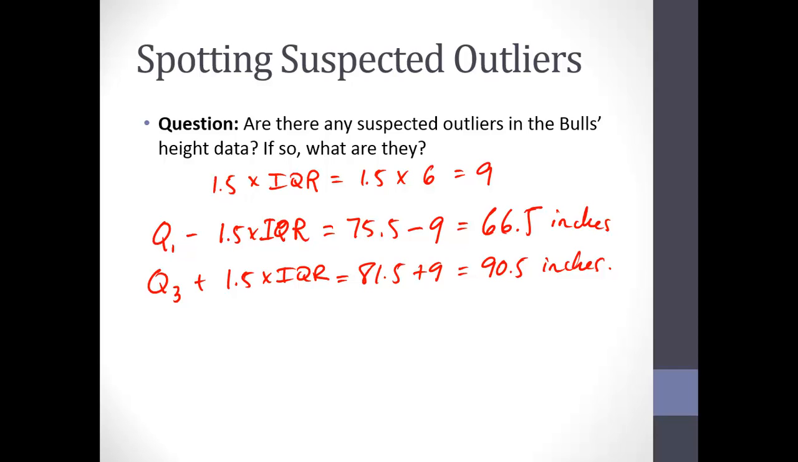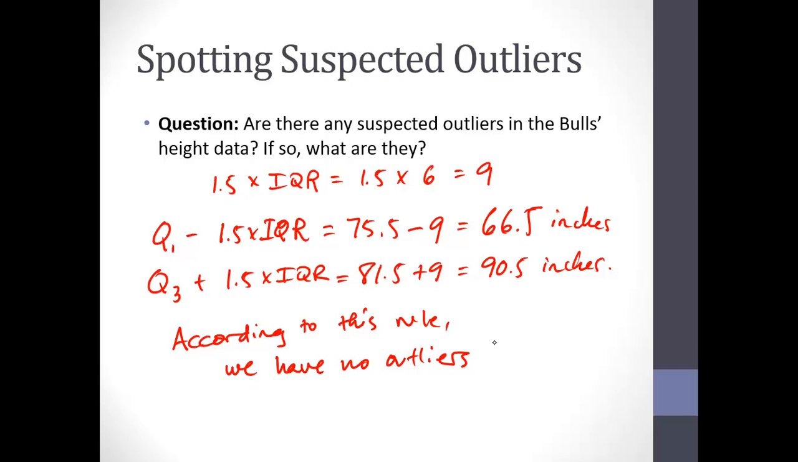So do we have any outliers in our data set according to this measure? If you look back to the list of numbers, I see some shaking heads. You will see that there are no numbers less than 66.5 or bigger than 90.5. So at least according to this rule, we have no outliers. So even Nate Robinson is not considered an outlier according to this rule.